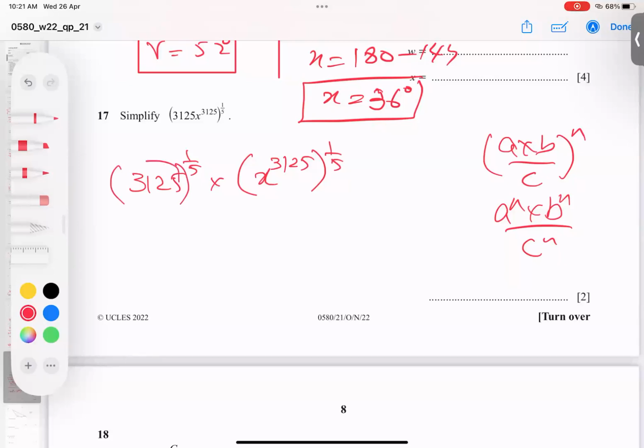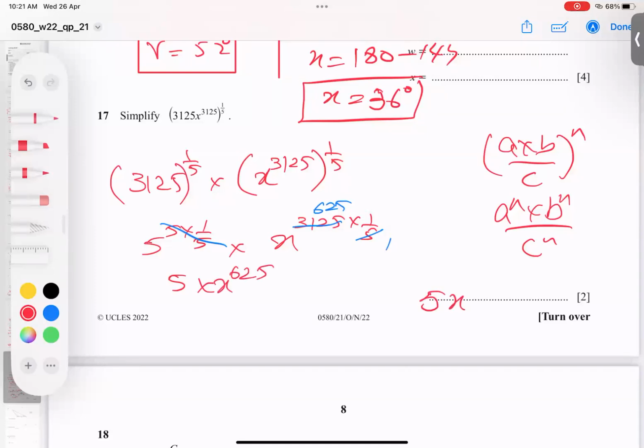And 3125 is very clear. Actually, it is 5 to the power 5. And the powers multiply. What about the same story here? So 3125 into 1 by 5, this cancels out. I get only 5 from here. And this is cancelled. So 25 by 5, I get 625. So this is cancellation. So I got x to the power 625, and the final answer is 5x to the power 625. I hope the point is very, very clear.